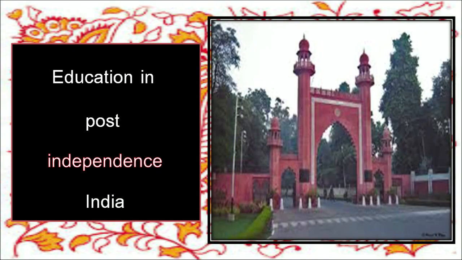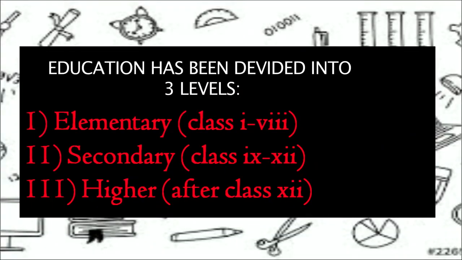Dear learners, let us now discuss the condition of education in India after independence. After independence, the government worked very hard to promote education in the country. Education process has been divided into these steps. Elementary stage, that includes students from classes 1st to 8th, then comes the secondary stage with students from class 9th to 12th, and finally we have the higher education that starts after a student finishes class 12th.